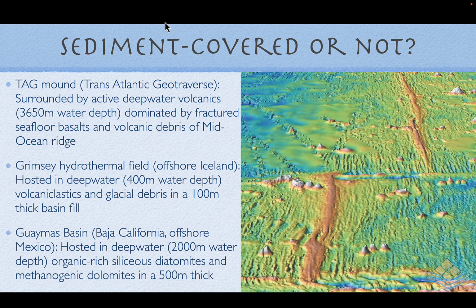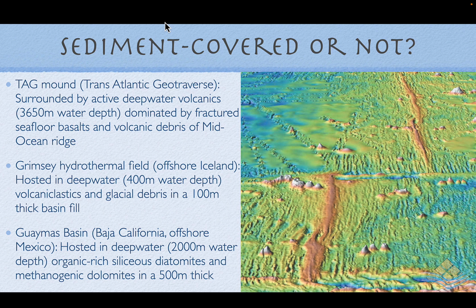So let's look first of all at Tagmount, a classic black smoker active vent. Tagmount, by the way, comes from the transatlantic geotraverse. It's an acronym. It forms in an area surrounded by active deep water volcanics. In the Tagmount system, we are looking at 3,000 meters water depth, where we are looking at fractured seafloor basalts and volcanic debris. We'll also have a look at the Grimsey hydrothermal field offshore Iceland. The difference between Tagmount and Grimsey, and also the Guaymas Basin, is that in the latter two, Grimsey and the Guaymas Basin, we have sediment accumulating in with the smokers, the retrograde anhydrites.